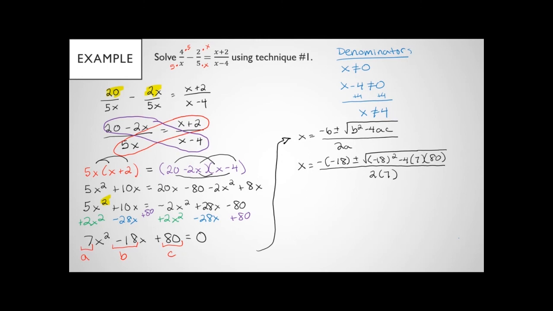I'm going to be definitely pulling my calculator out for this. Just because I don't have a lot of space here, I am going to do all of this in one step on my calculator. You can do that as long as you have your parentheses all in the right spot. So I'm going to have x equals negative negative cancels out, so I just end up with a positive 18. And then inside my square root, negative 18 squared minus 4 times 7 times 80.